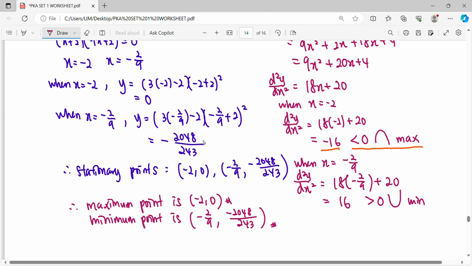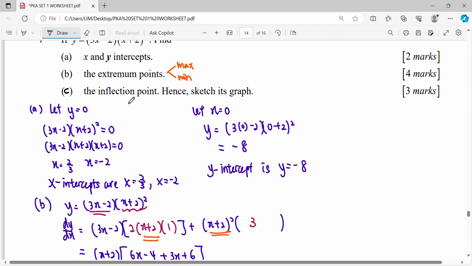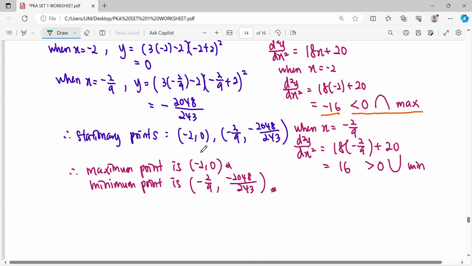Then when we go for part C, when they're asking for the inflection point, we have to find it from the second derivative equals 0, because from the first derivative, all the critical points here are already classified as maximum and minimum. We can't find any inflection point from the first derivative. So therefore, we continue with the second derivative: d2y/dx squared equals 0. From here we find our inflection point.